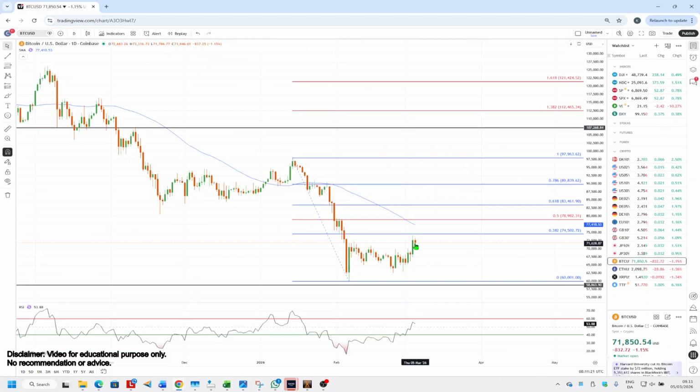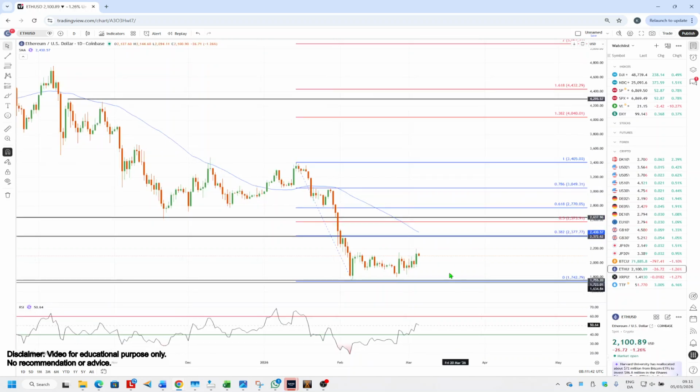Bitcoin is slowly crawling higher the past couple of days to the 38.2 retracement at 74,500. But then we have the 55 moving average coming down there. We still have negative sentiment on the RSI. So the next days could be a little bit crucial. Will it set back or will it actually manage to crawl higher? Ethereum, same picture, really trying to get up to the 38.2 retracement at 2,377. But it's still key support there at 1,740.